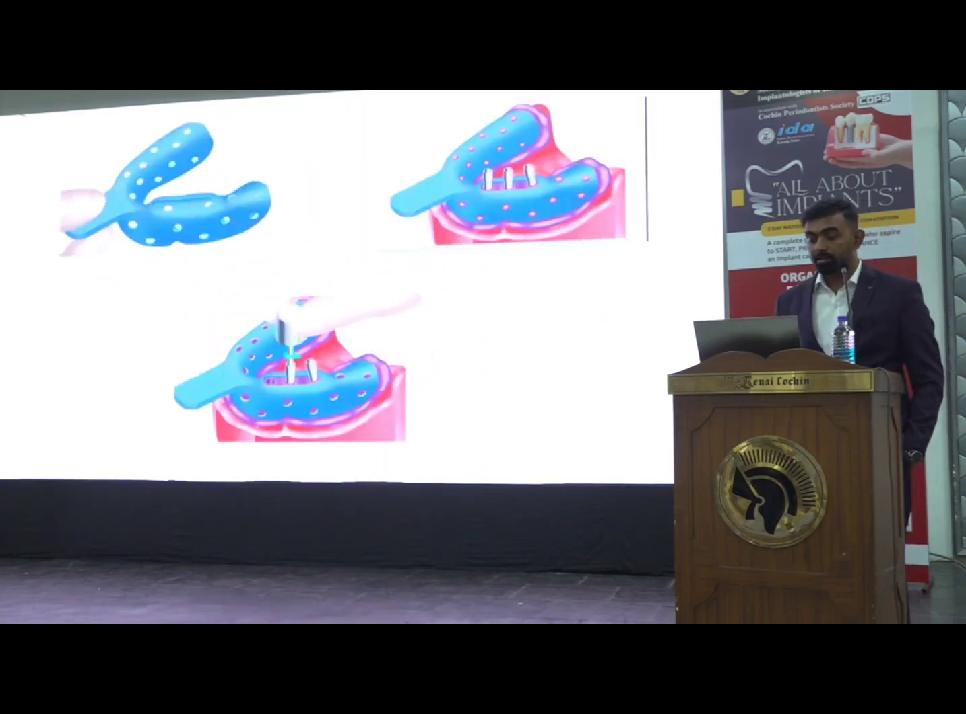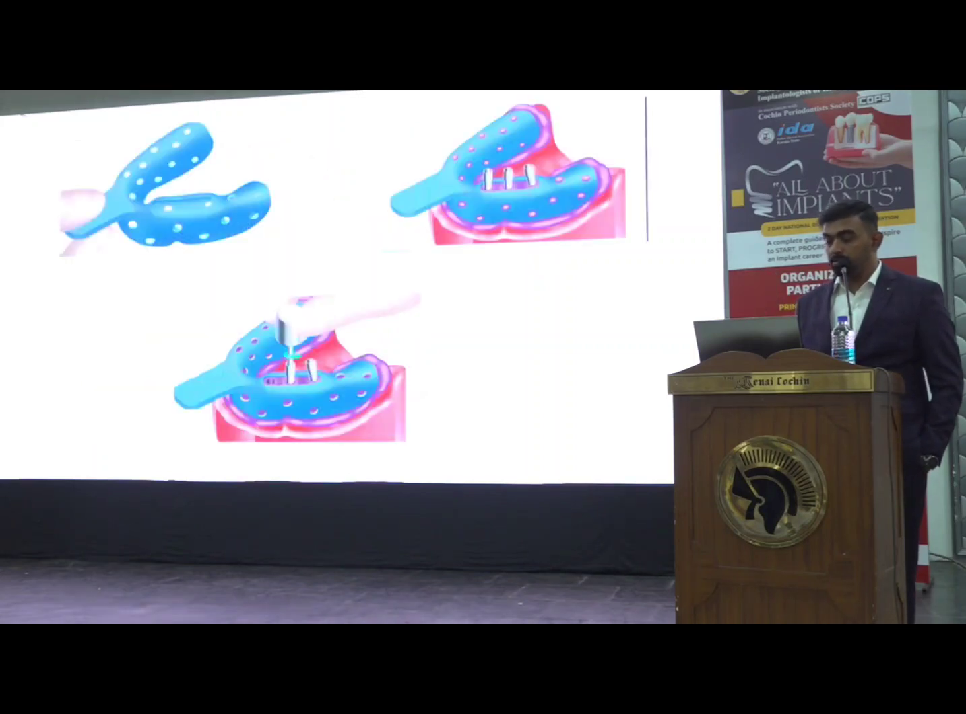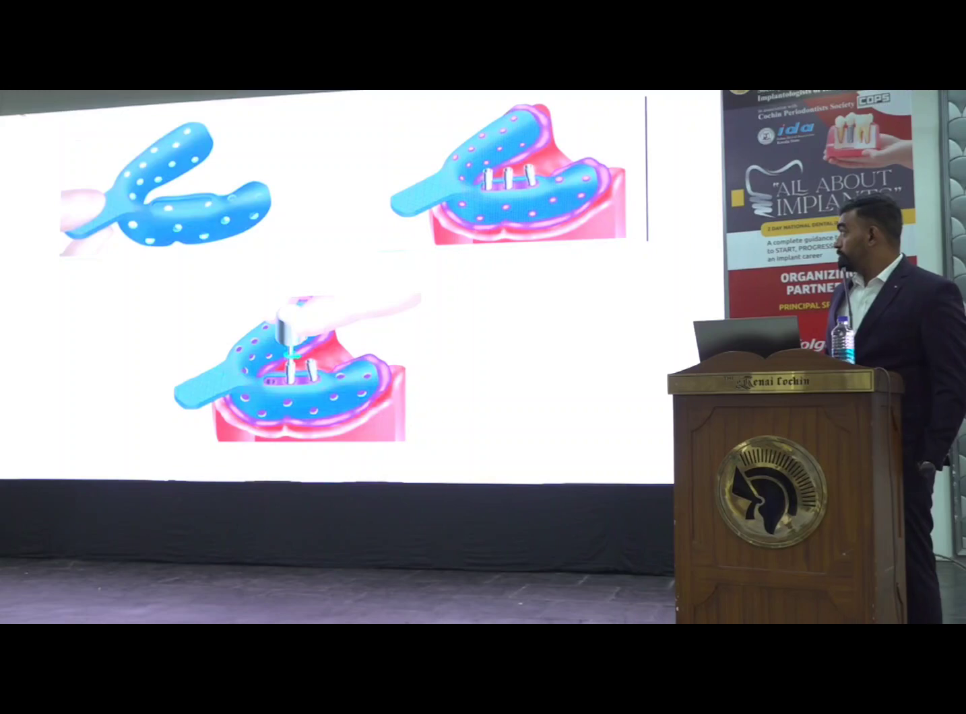Okay, once again, remove the gingival former and place the open tray impression coping and take an X-ray to check the correct seating of the implant fixture and impression coping. Then select a tray, either stock or custom or mirror tray, and make a window for the open tray impression copings.